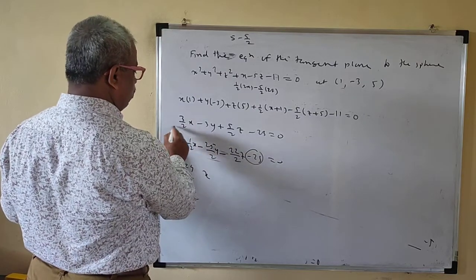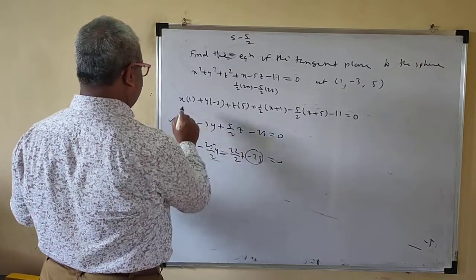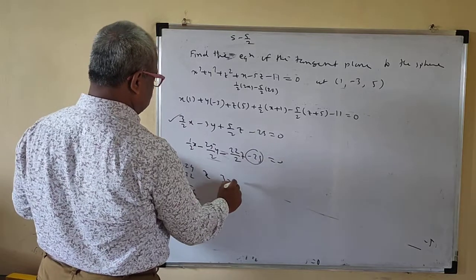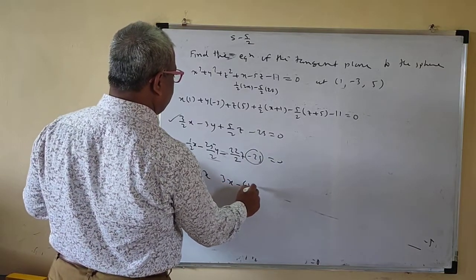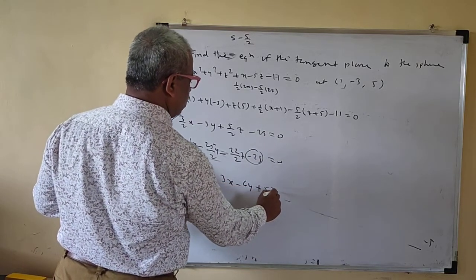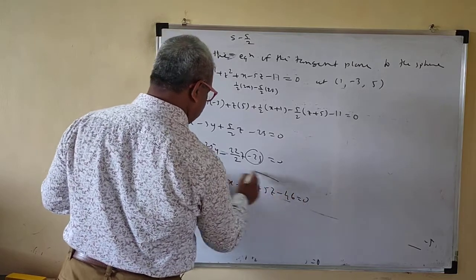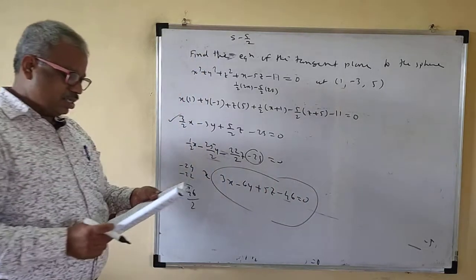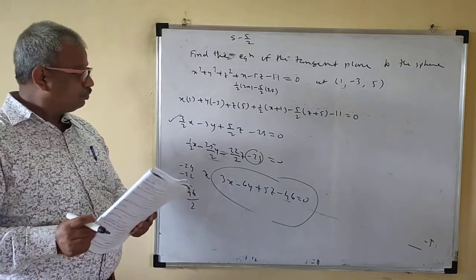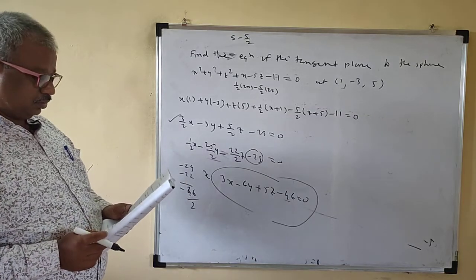This is your plane. Okay, multiply by half. So this is 3x minus 6y plus 5z minus 46 is equal to 0. This is the equation of the plane. Just check your option.